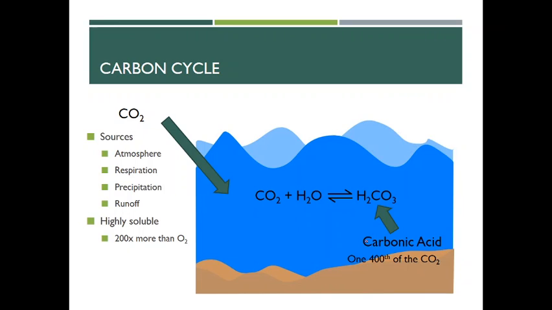So we'll be talking about the carbon cycle as the main portion of this lecture. And with carbon, what we're really going to be talking about is carbon dioxide, right? How does carbon dioxide get into the water? Well, it either diffuses or there are organisms in the water that are respiring. Either precipitation or runoff can bring carbon dioxide into the water.